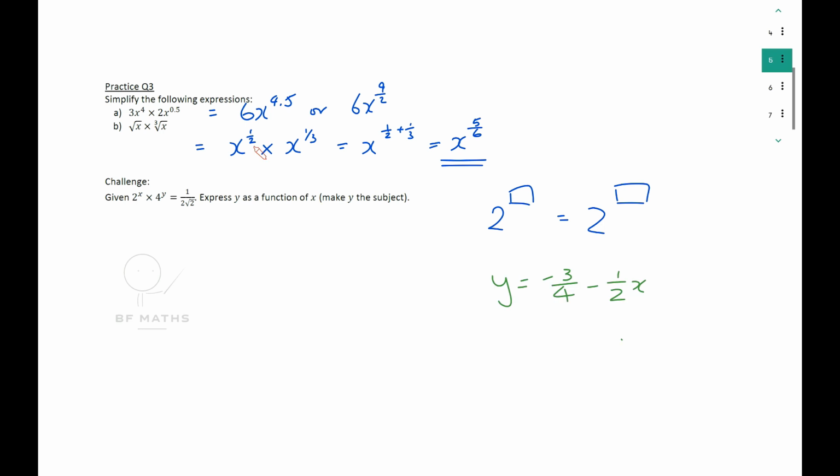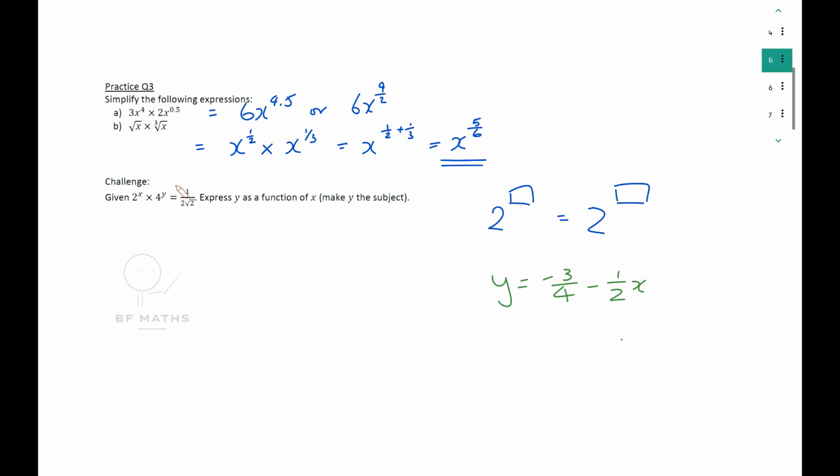So that's the final answer. Y equals minus 3/4 minus a half x, or y equals minus 3 minus 2x all over 4. So anything equivalent will be fine. If you got it right, well done, move on. But if you don't, let's see why. By the way, this is a past exam question in A-level maths. That's why if you find it a bit difficult, it would make sense.